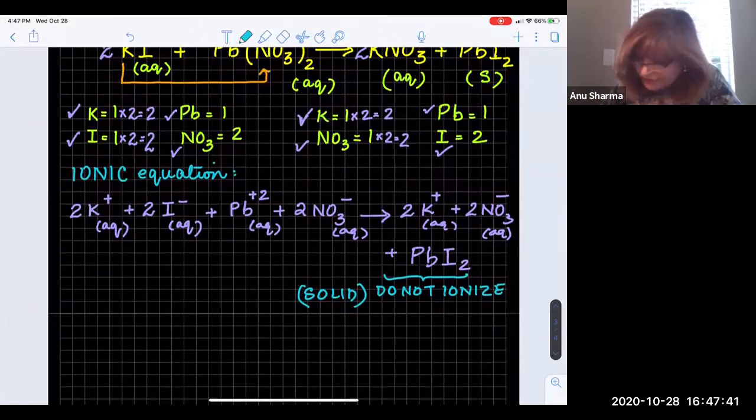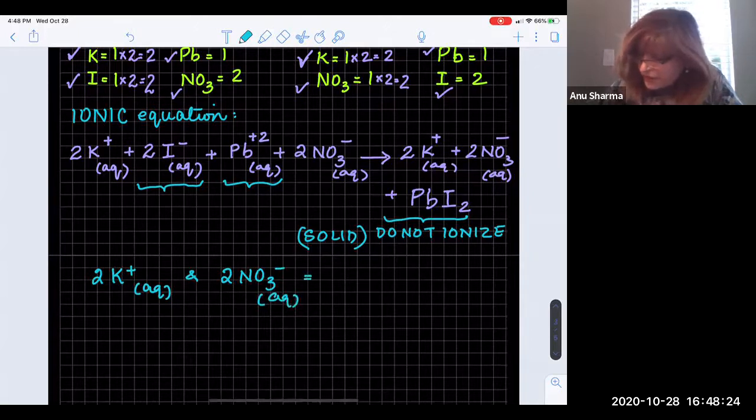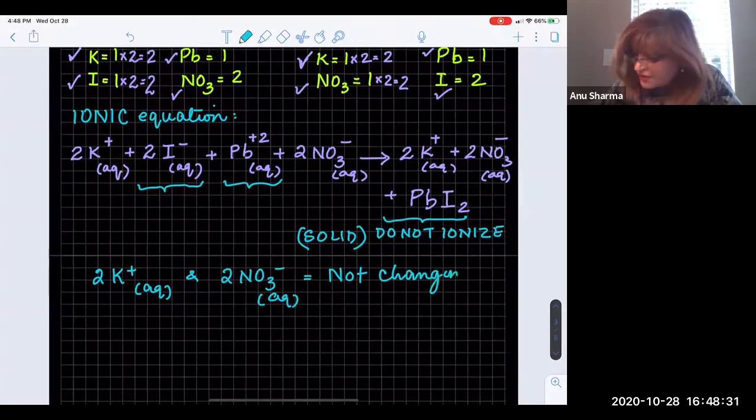So now let's look at it. We have 2 potassiums on either side, and both of them are aqueous. We have 2 iodines that are showing the change of state. So this iodine right here is going from aqueous to a solid state. So this is changing state. Lead is going from an aqueous state to a solid state. But the 2 nitrates on both sides are aqueous. So what does this mean? This means that the 2 potassiums, +1 charge each, aqueous, and the 2 nitrates on both sides, negative charge, aqueous, are not changing state. In other words, they are the same on both sides.